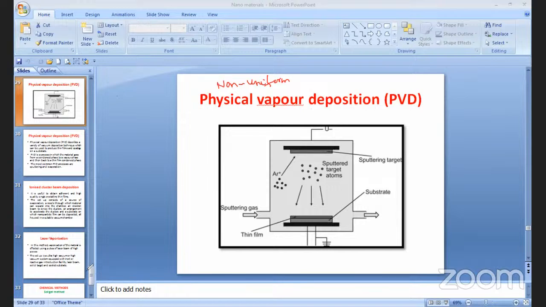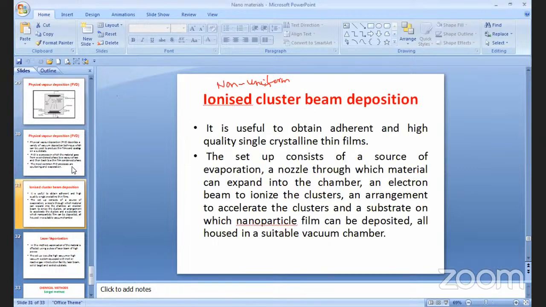Okay. So next we'll move to another type, which we call ionized cluster beam deposition. It is useful to obtain adherent and high quality single crystalline thin films. So by using this method, we can get single crystalline thin films with the help of this cluster beam deposition method.